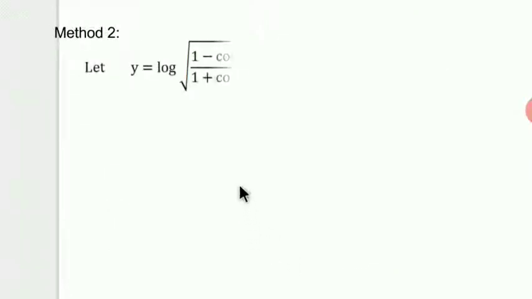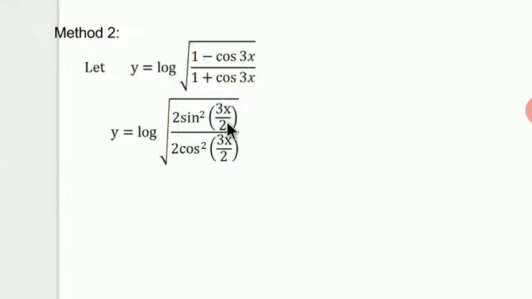Now see the second method. Let y be the given function. Now put here values for 1 minus cos 2 theta and 1 plus cos 2 theta. We know 1 minus cos 2 theta is 2 sin square theta and 1 plus cos 2 theta is 2 cos square theta. So it is equal to log of square root of 2 sin square 3x upon 2 divided by 2 cos square 3x upon 2. 2 gets cancelled. Sin square upon cos square is tan square. So square root of tan square means tan.